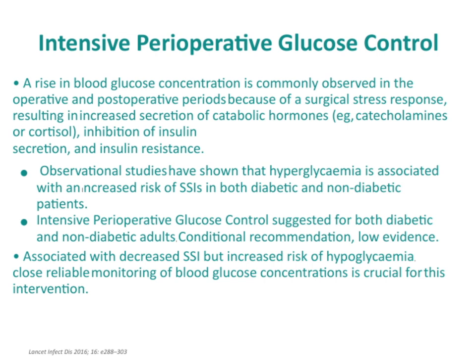However, there is a caveat. Intensive glucose control can increase the risk of hypoglycemia. That's why close and reliable monitoring of blood glucose concentrations is absolutely crucial when implementing this approach. In summary, managing blood glucose carefully during the perioperative period can make a significant difference in infection outcomes, but it requires a balanced approach to avoid hypoglycemia.